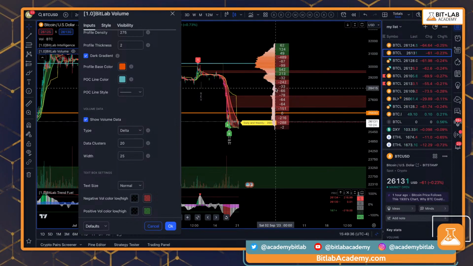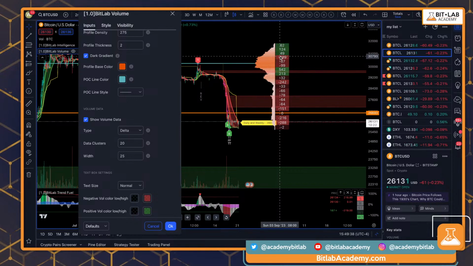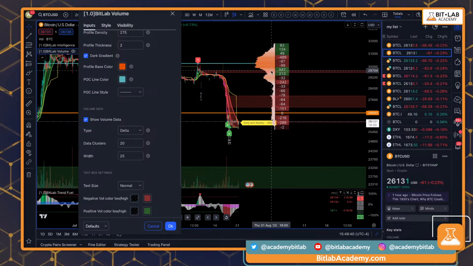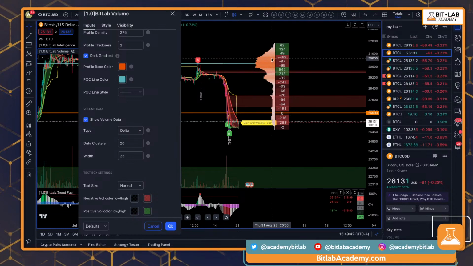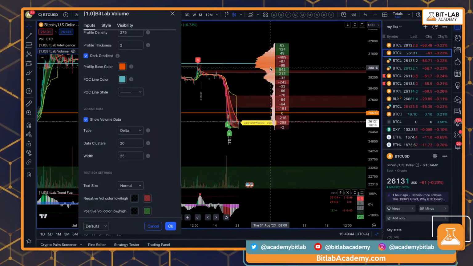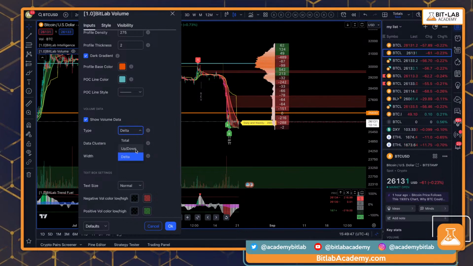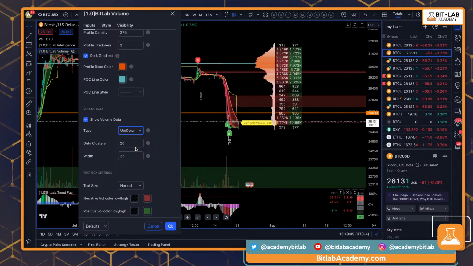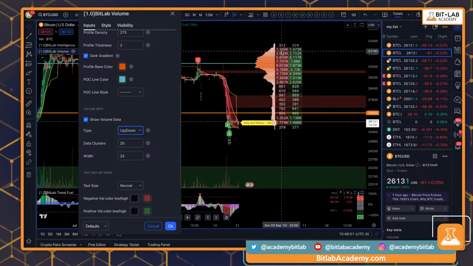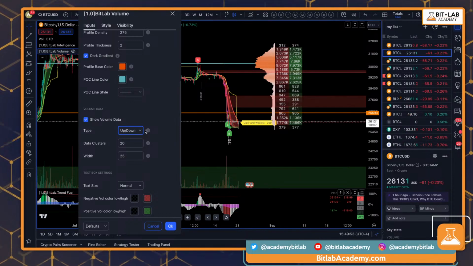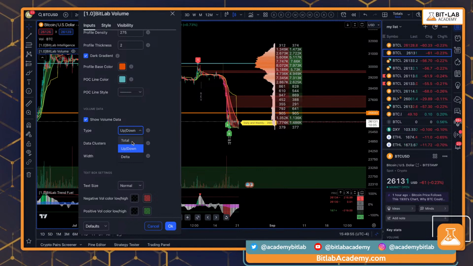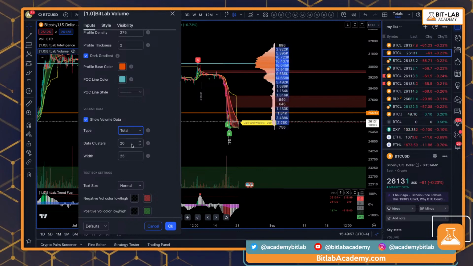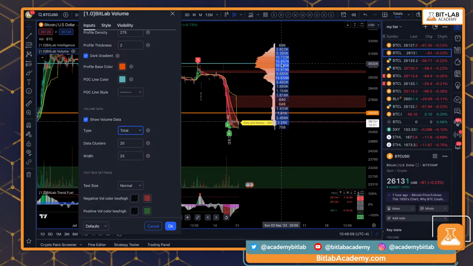All right, this is the delta. Is it primarily the volume which had the majority, buyers or sellers, at each one of these block levels? Now, if you want to see the split, you can see right here, up and down. You can see how much volume of buyers and how much volume of sellers. If you just want to see how much was traded at that level, you come here to total. And you can see how much was traded at each one of these levels.